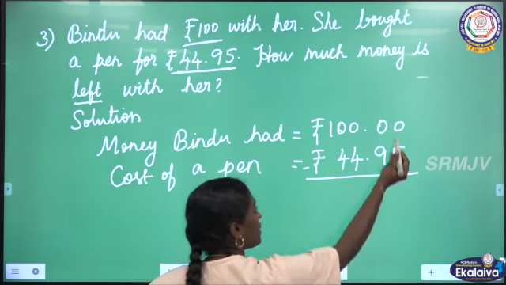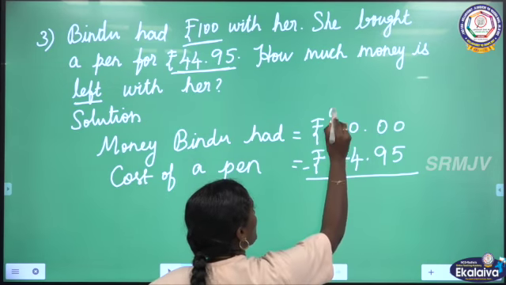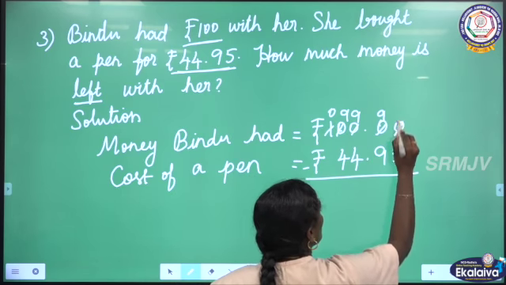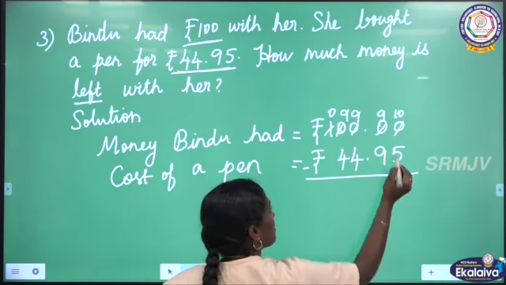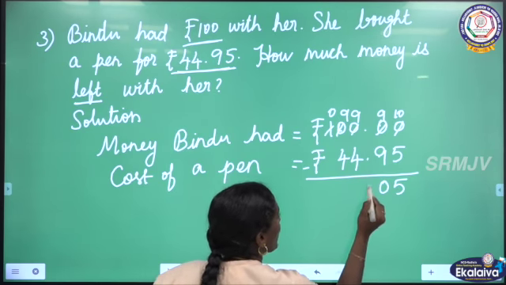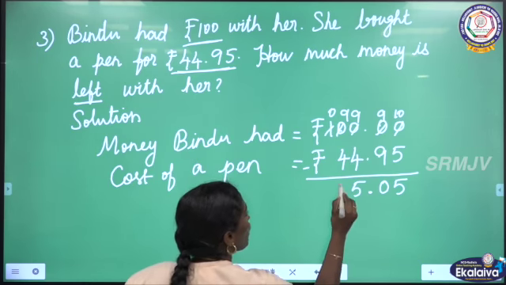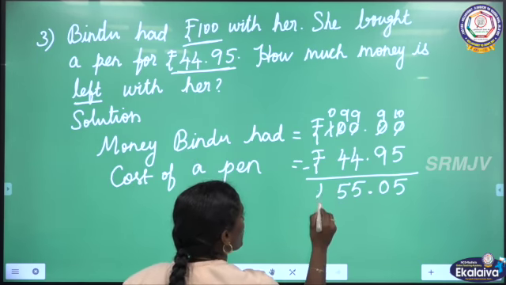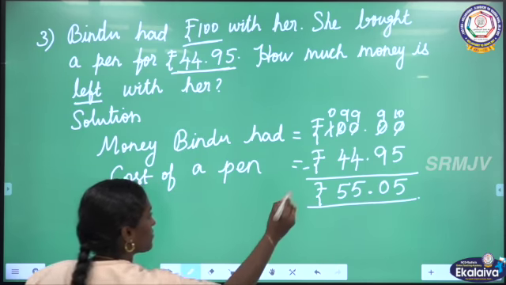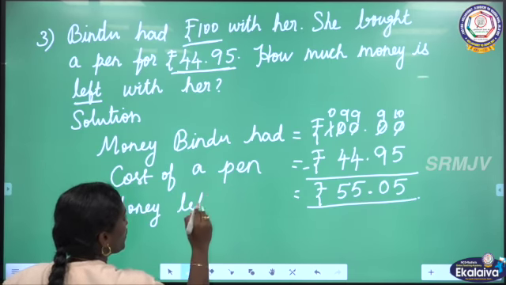Here 0 minus 5, we can't do the subtraction. So we have to borrow from 1. 1 will become 0, 9, 9, here 9, the last 0 will become as 10. 10 minus 5, 5, 9 minus 9, 0. Here we have to keep the decimal point. 9 minus 4, 5, 9 minus 4, 5, here 0. So this is the money left with her, 55 rupees 5 paise. This is the money left with Bintu.